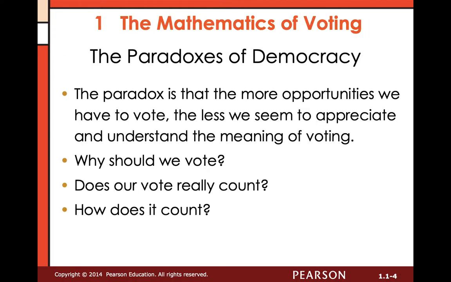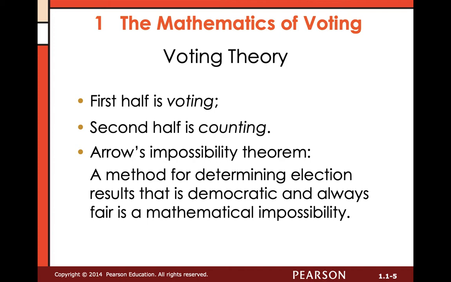So some paradoxes of democracy, especially we'll talk about how the United States election system is set up and why it may not be the best. But the paradox of democracy is that the more opportunities that we have to vote, it seems like the less we appreciate it and the less we understand the meaning of voting. For instance, why should we vote in the first place? Does our vote really count? In a lot of places, especially with our electoral college, it seems like it really doesn't. And then how does it count? And so these will be some of the questions that we are posing and asking as we work through this chapter.